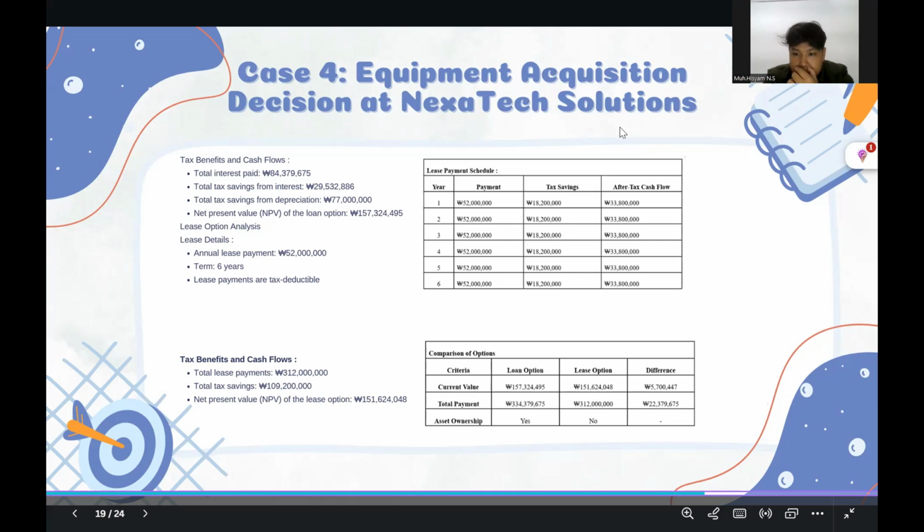Comparison of options. The loan option results in a higher present value NPV, but the lease option results in lower total payments and offers significant savings in terms of NPV.